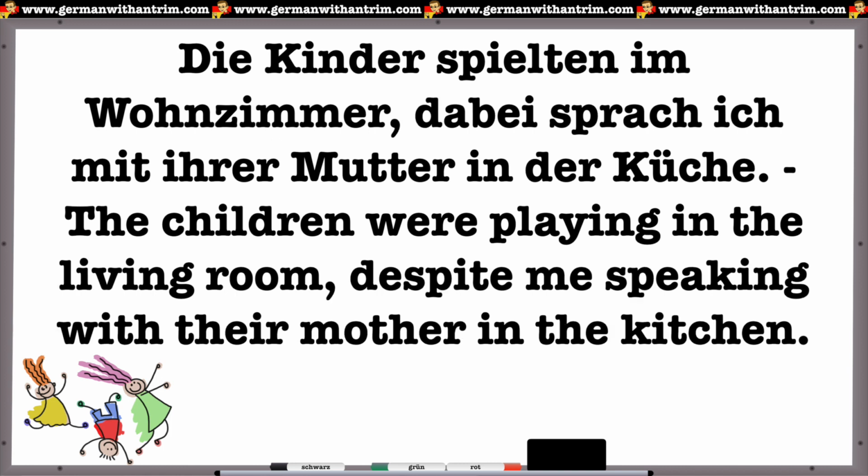If you were to use dabei as a conjunction in that sentence, it would change the meaning of the sentence. Die Kinder spielten im Wohnzimmer, dabei sprach ich mit ihrer Mutter in der Küche. The children were playing in the living room, despite me speaking with their mother in the kitchen. Now it implies that the children were playing in the living room and that was forbidden for some reason.